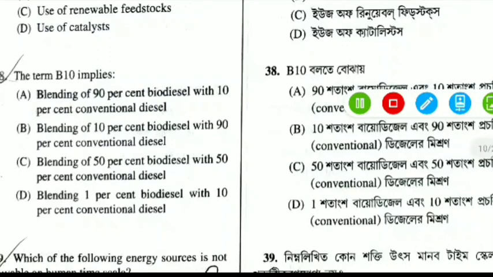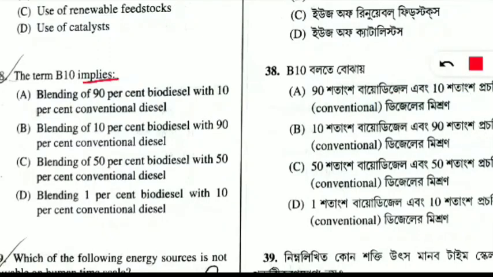The term B10 implies what? Most of the questions are taken from the UGC NET Environmental Science paper. That's why it is very, very important. So here, term B10 means what? It means blending of 10% biodiesel with 90% conventional diesel. So 10% is only biodiesel and 90% is our conventional diesel, which is called B10.